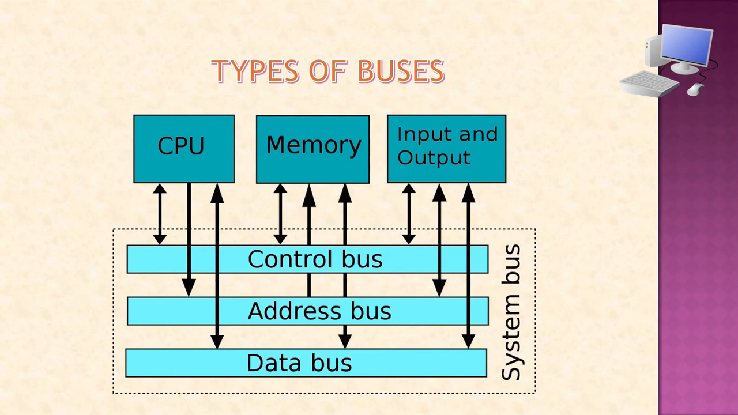Types of buses. Basically, control bus, address bus and data bus. These buses combined are called system buses.